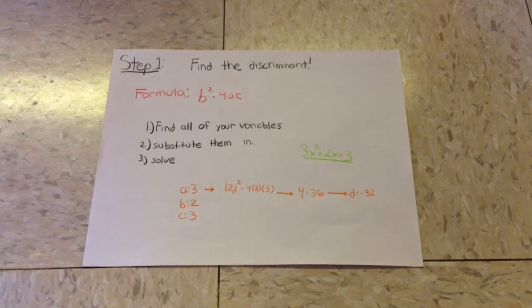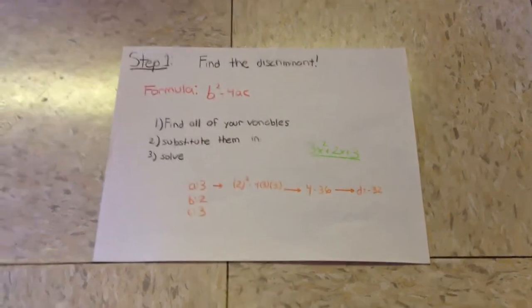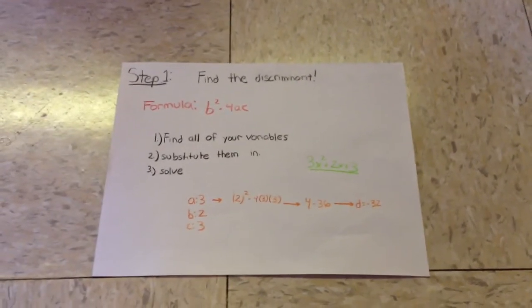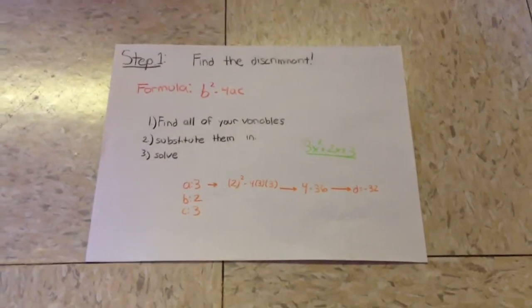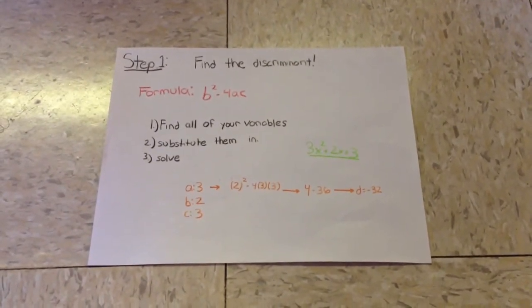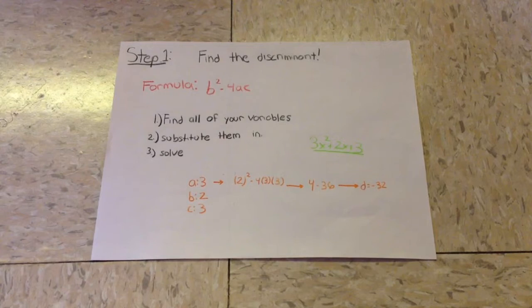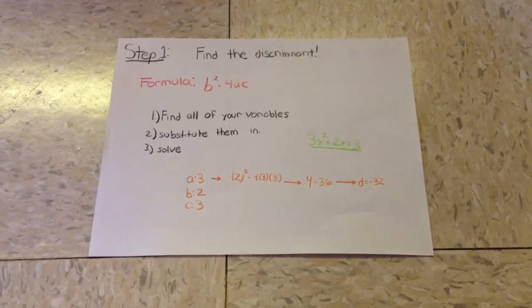The next step is you solve the equation. So you will have 4 minus 36. This equals negative 32. So the discriminant is negative 32.